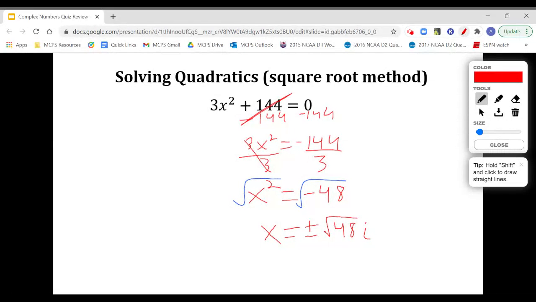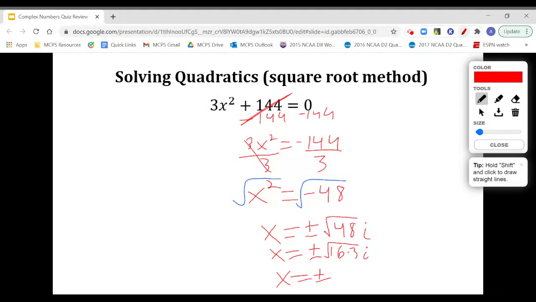Okay, but the next largest perfect square, the one that's right smaller than 48, would be 36. It's not divisible by 36. The next smallest is 25. It's not divisible by 25. The one smaller than that would be 16. And 48 is, in fact, divisible by 16. If you divide 48 by 16, you would get 3. So I rewrite this as plus or minus root 16 times 3i.